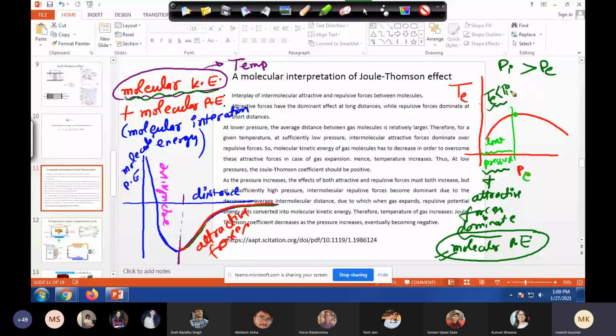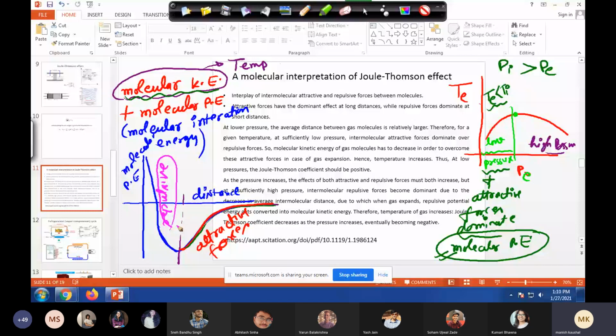And if you go to the high pressure regime, high pressure means volume is smaller, meaning you are maintaining a higher pressure at exit. What will happen? When you maintain very high pressure, the molecular distances become very small, so small that repulsive forces dominate. Is it correct? Molecules are coming so close that repulsive forces dominate. Once you have repulsive forces, the gas will automatically expand because molecules will try to repel each other.